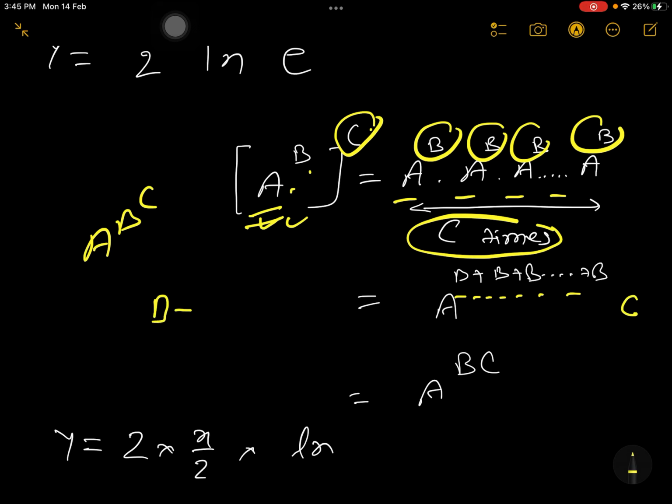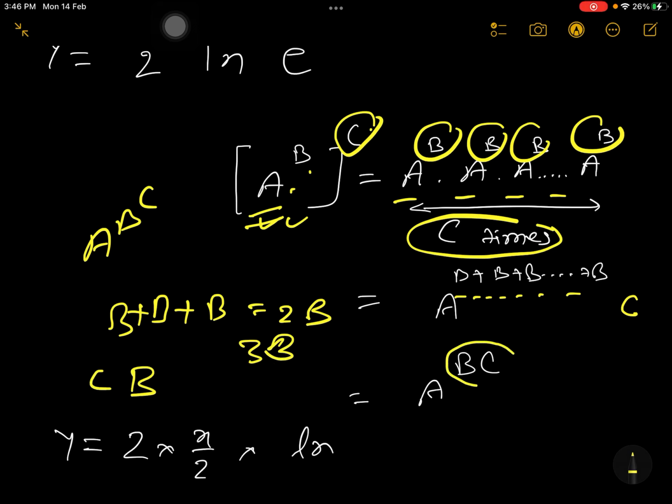So it's like if you add b plus b two times, it comes 2b. If you add three times, then it comes 3b. So if you're adding c times, it will come cb. So this is b times c. It means whenever you have a power and a whole power like this, you should multiply the powers. This is very simple sixth class mathematics.